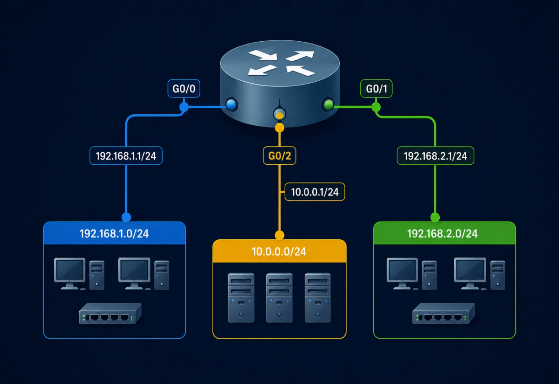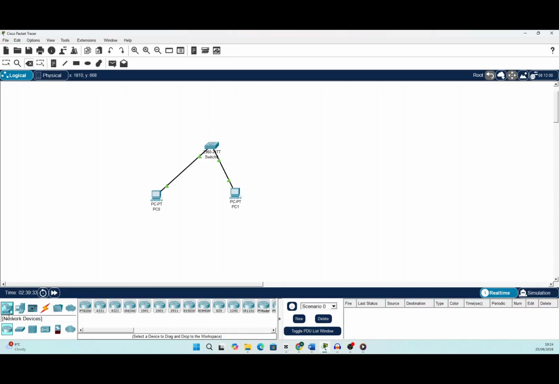Think of a router as a building with multiple doors. Each door connects to a different street and each door has its own address. That's exactly how a router works. Each interface connects to a different network and needs its own IP address. That's what makes routing possible.